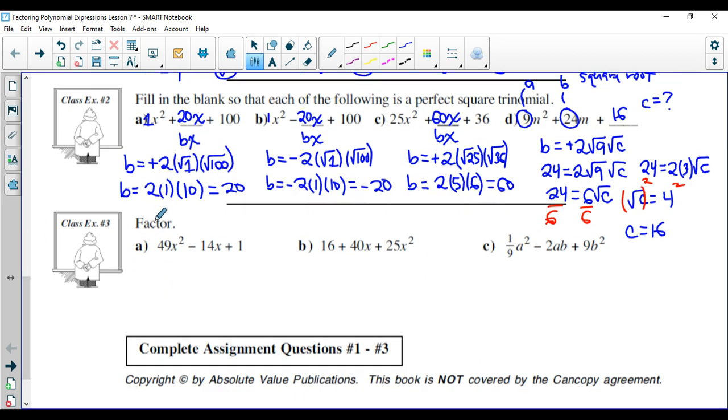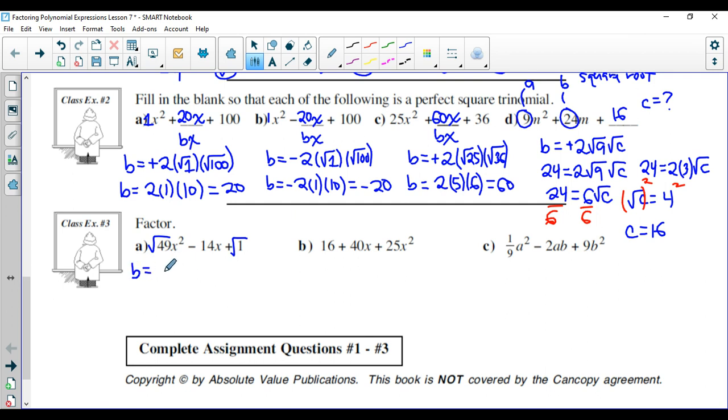Okay, factor the following. Now, this is actually really easy to do if you just know if it's a perfect square trinomial or not. So if we test if it's a perfect square trinomial, then we can figure out the two factors pretty quick. So let's do our tests here. Our tests are: are the first and the last term perfect squares? Yes, they are, because the square root of 49 is 7, and the square root of 1 is 1.